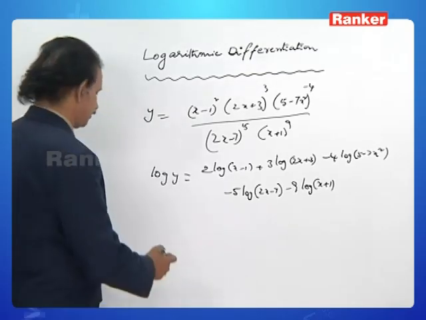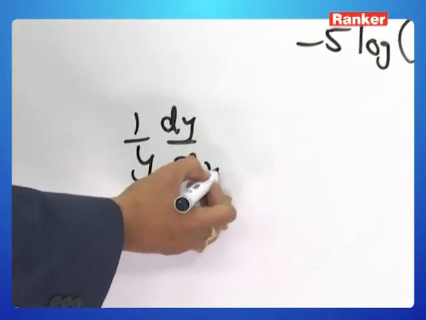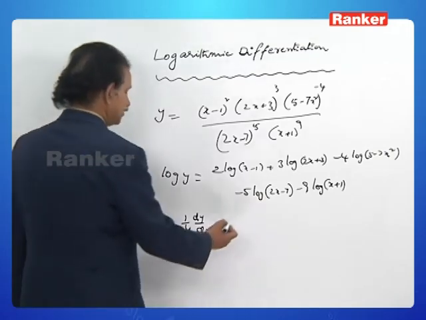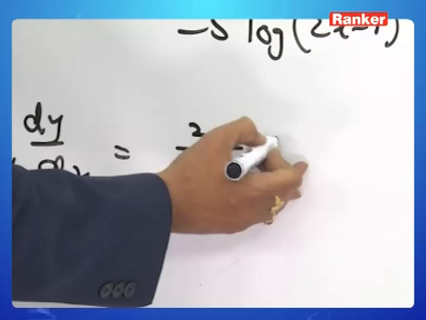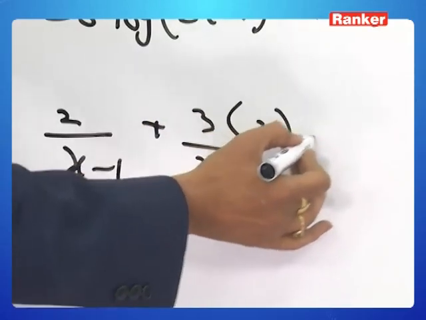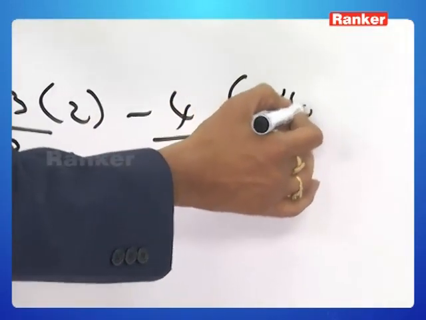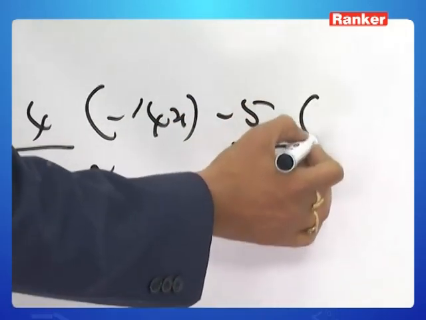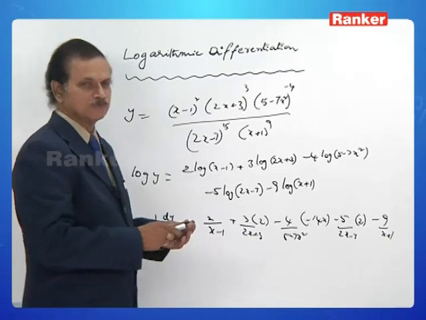Now you find the derivative of log y. What is the derivative of log y? 1 by y into dy by dx is therefore equal to, what is that? 2 into, for log (x minus 1) it is 1 by (x minus 1) into 1, plus 3 by (2x plus 3) into, for 2x plus 3 it is 2, minus 4 by (5 minus 7x square) into, for 5 minus 7x square it is minus 14x, minus 5 by (2x minus 7) into 2, minus 9 by (x plus 1). And by simplifying, you will have a lengthier answer.